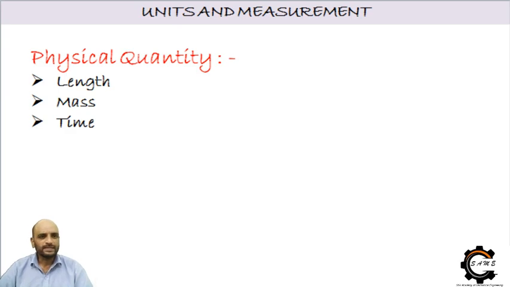So, units and measurements. These are the physical quantities: length, mass and time. Why are they called physical quantities? See, I have this mobile in front of me right now. Why is it called physical? Because I can measure its length, its mass, and also the time. This is what a physical quantity is.